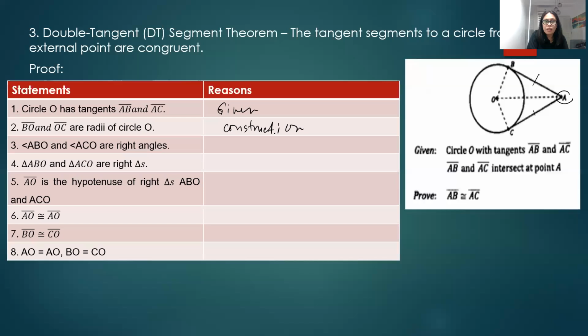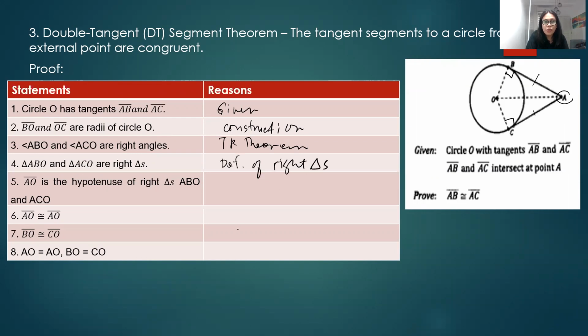Angle ABO and angle ACO are right angles because the radius intersects the tangent line at the point of tangency. So this is about the tangent radius theorem. Triangle ABO and triangle ACO are right triangles because each triangle has a right angle, which are ABO and ACO. And this is about the definition of right triangles.